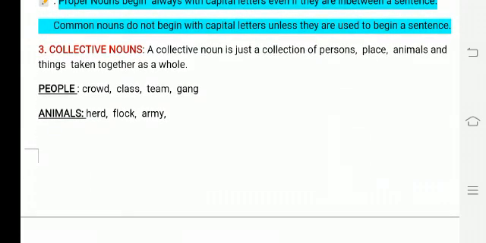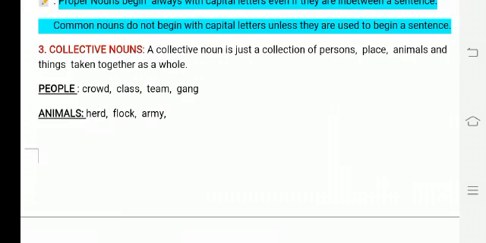Let's move on. Now, what are collective nouns? The next type of noun. A collective noun denotes a collection or a group of people, animals or things taken together as a whole. Once again, read the definition, all of you. A collective noun is a collection of persons, places, animals and things taken together as a whole.